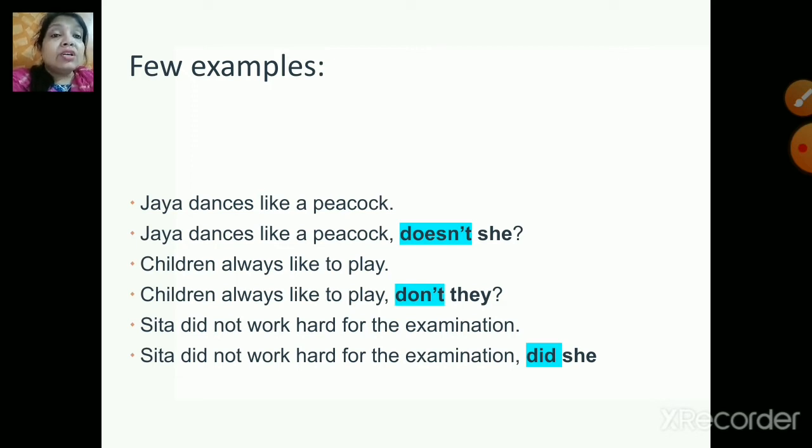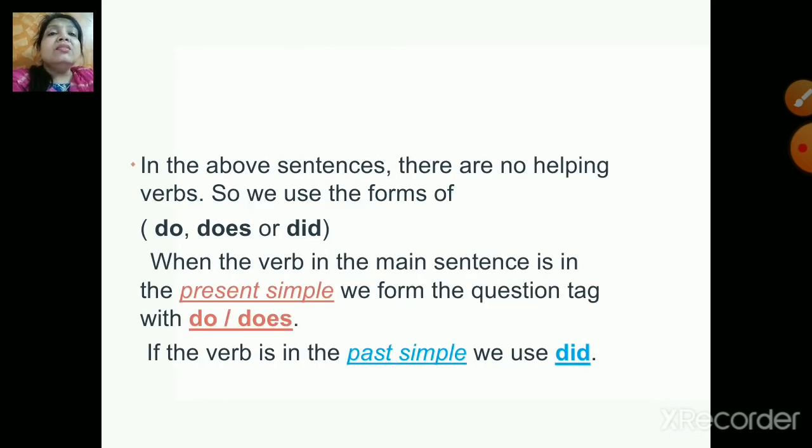She did not work for the examination, did she? Now, children, here there is a different rule. In the above sentences, there are no helping verbs, so we use the forms of do, does, or did. When the verb in the main sentence is in the present simple, we form the question tag with do and does, right? If the verb is in the past simple, then we will be using did.